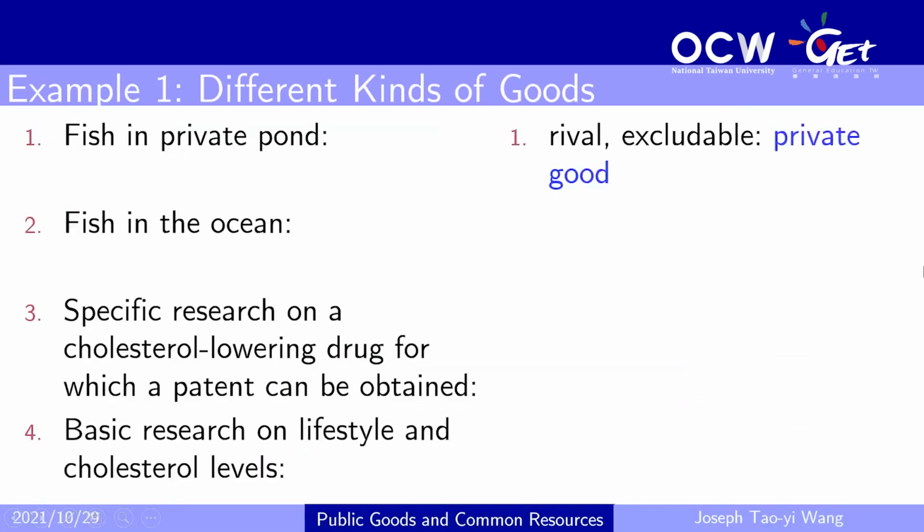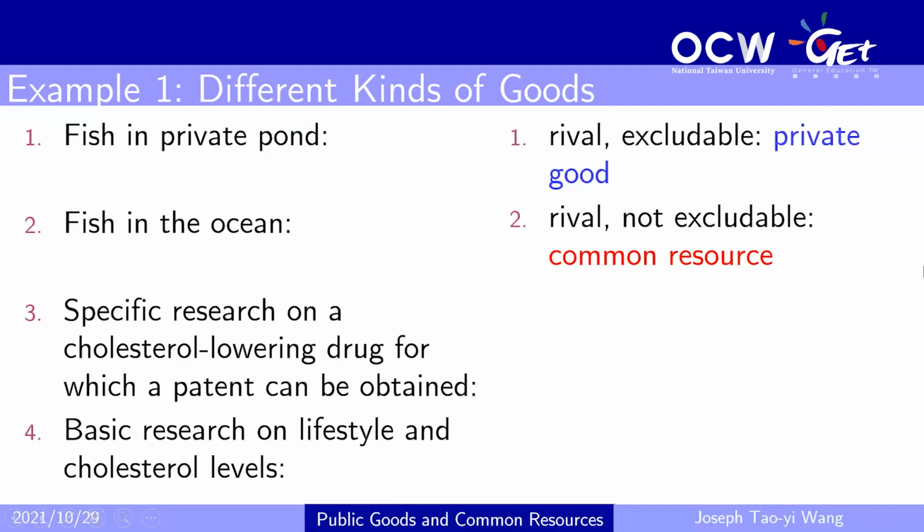So fish in a private pond, it's rival, because if I take this fish, then other people cannot enjoy it. But it's also excludable because it's my private pond. So it's a private good. Fish in the ocean, again, it's still rival in consumption, but now it's in the ocean where I cannot exclude other fishermen from fishing it. So it's a common resource. So it's not excludable. Specific research on cholesterol-lowering drugs for which a patent can be obtained. So this is not rival because if this research is conducted, we know whether this drug is helpful or effective in terms of lowering cholesterol.